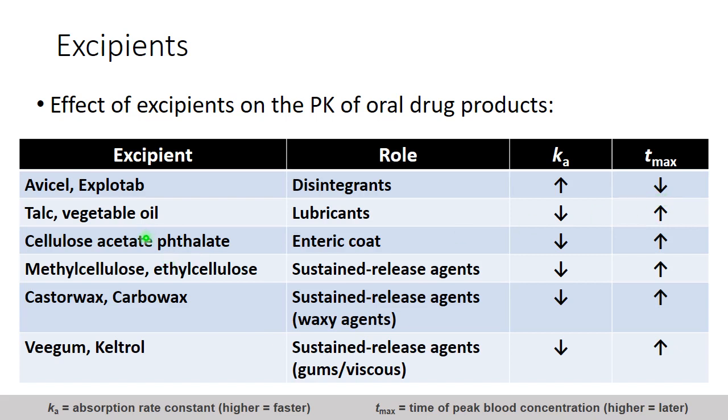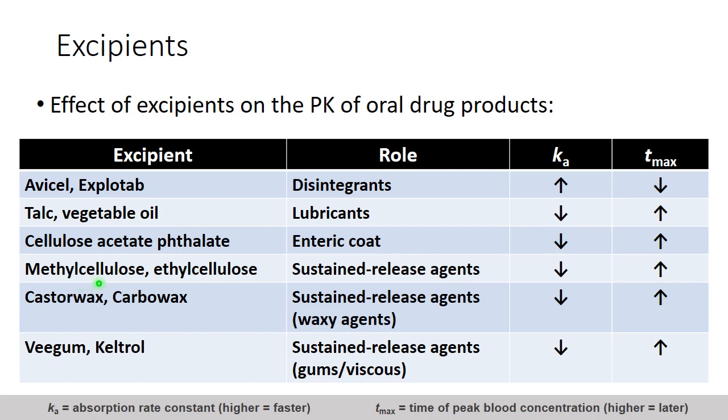Cellulose acetate phthalate, remember that's the enteric coating. The reason why that reduces the Ka is that when it gets into the stomach, it doesn't dissolve at all. Then when it gets into the small intestine, it's just starting to dissolve. So you're delaying the dissolution, which then slows down the absorption.